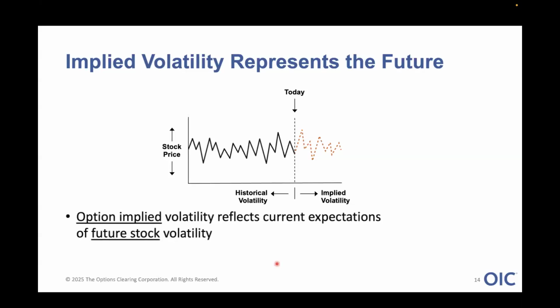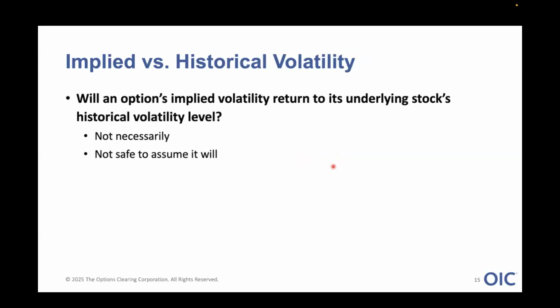Okay, so as a recap, historical volatility is a backward-looking metric and is measuring how volatile a stock has been in the past. Implied volatility is a forward-looking metric, and only options have implied volatility. And once again, the market is trying to anticipate how volatile that stock will be between now and its expiration, and it is doing so through the price of the options. So will an option's implied volatility return to the stock's historical volatility? Well, it may or it may not.